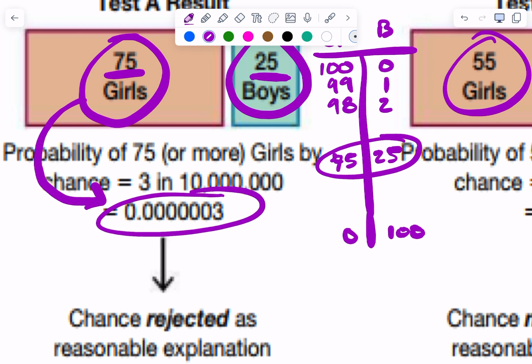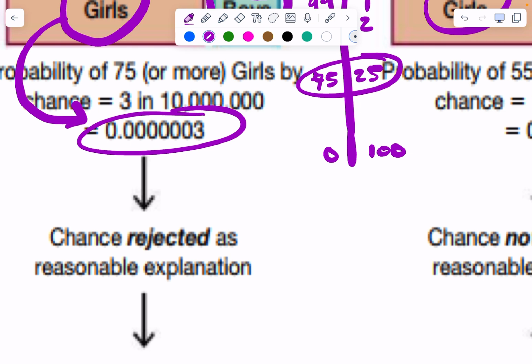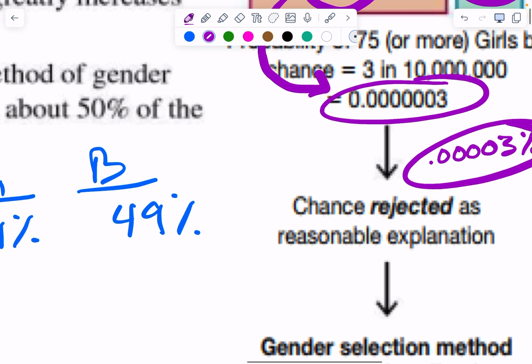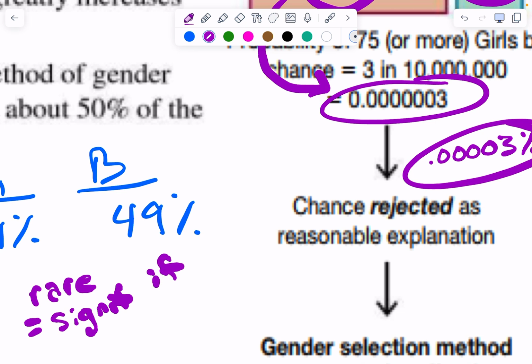0.000003, which if you write it as a decimal, that's 6 zeros, right? That is a very, very, very small percentage of that happening, right? The chances of that happening is that percent. Got it? Now, it is considered to be a rare event, rare or significant, if it's less than 5% chance of happening.